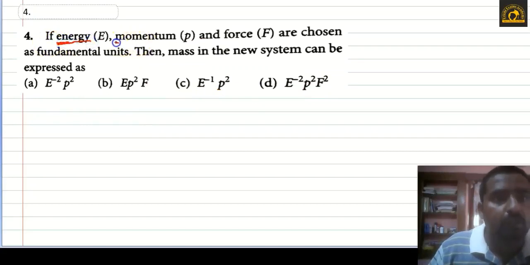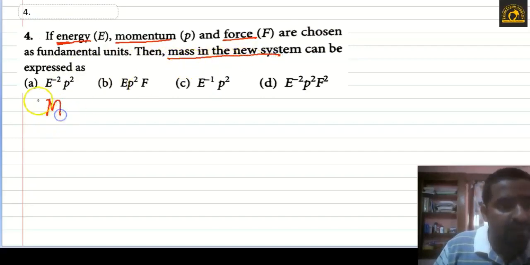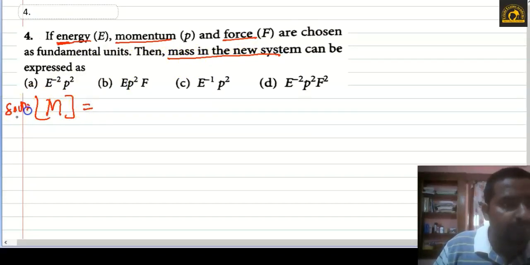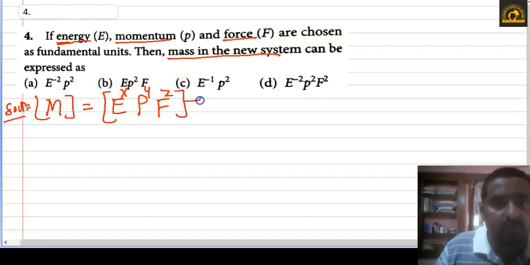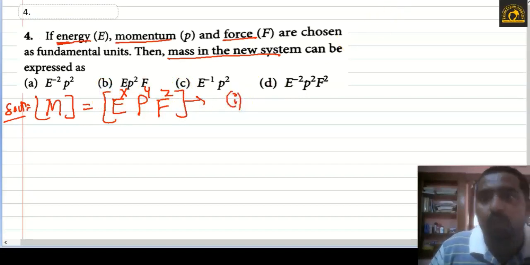Energy, momentum, force are chosen as the fundamental units. The mass of the new system can be expressed, okay, the mass of the new system is expressed. Let's see the solution. So the LHS side is mass, the RHS side is energy, momentum, force. We don't know the powers. You have to assume this power is X, this power is Y, and this power is Z. So this is called equation number 1.